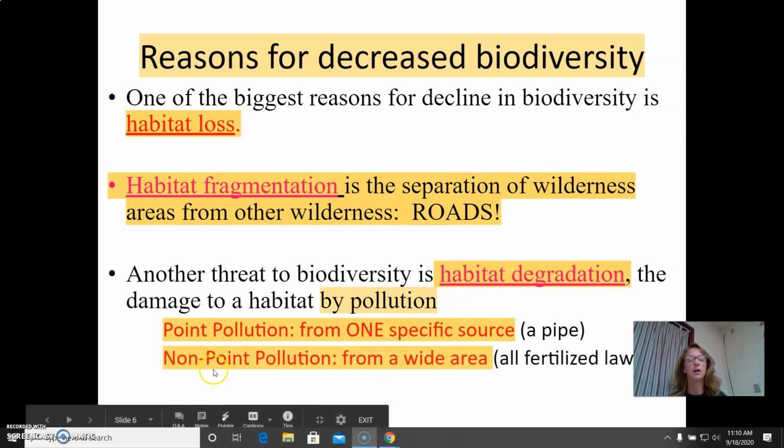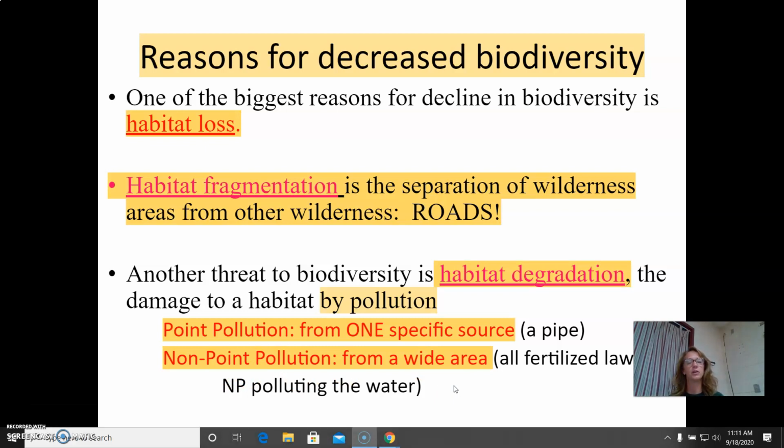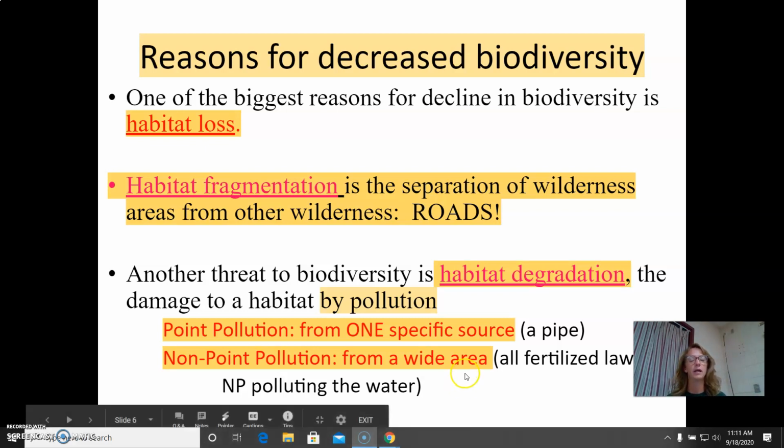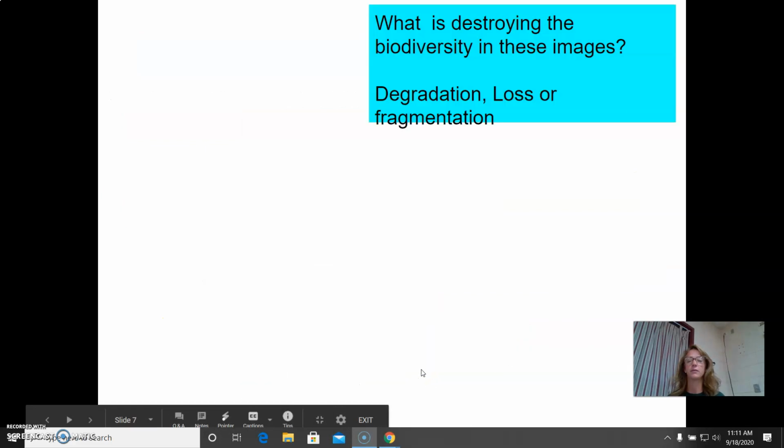Non-point pollution is harder to define, and it's harder to solve. Non-point pollution is, for example, all the people in New Prague who put fertilizer on their lawn. Any fertilizer that doesn't actually soak up into a plant is going to wash away into the groundwater and pollute our water system in New Prague. So it's super hard to tell one person, hey, you need to stop fertilizing because this is your fault, you're putting on too much. So non-point, a wide area, and harder to solve.